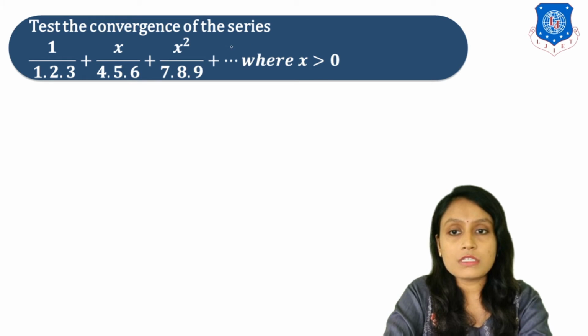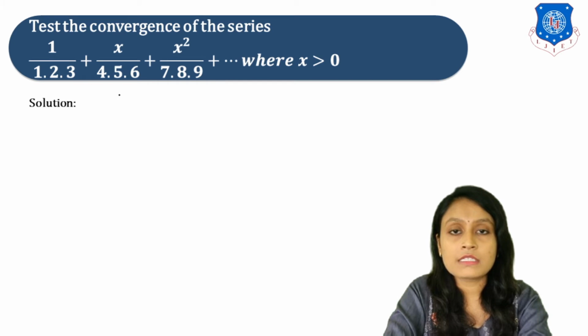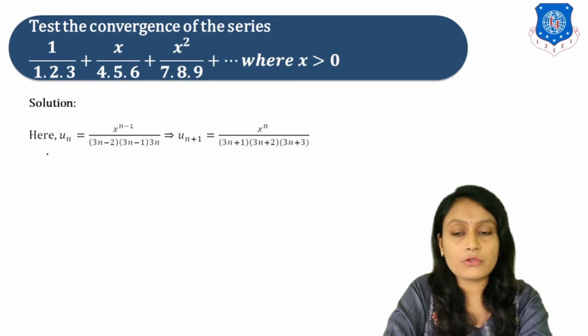Test the convergence of the series 1 upon 1 into 2 into 3 plus x upon 4 into 5 into 6 plus x square upon 7 into 8 into 9 plus and so on, where x is greater than 0. Whenever we are solving any example of the power series, we will either solve it by the ratio test or root test according to the condition of un. So let's begin with the solution. Here un is x raised to n minus 1 upon 3n minus 2, 3n minus 1, 3n.